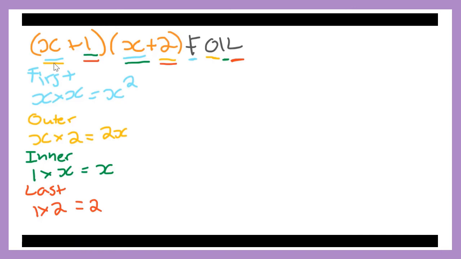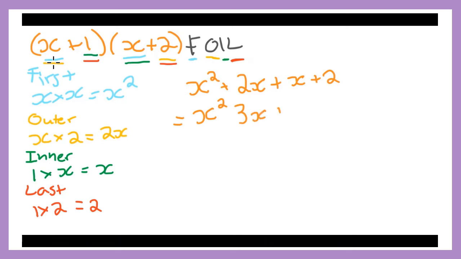So now what I'm going to do is add all of these terms together. So I end up with x squared plus 2x plus x plus 2. So I've just added each of these terms along here, and I'm just going to simplify that by collecting some like terms. Forgot my plus. So 2x plus x is 3x. So that is my final answer just there.